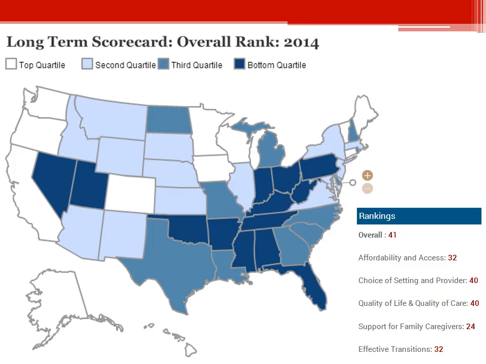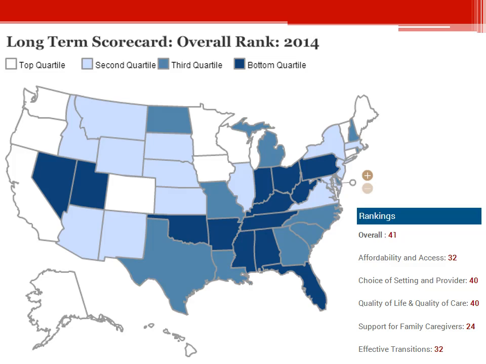When we look at statewide data from the year 2014 that gives a scorecard of the long-term care capabilities in a particular state, we find that Nevada does not do very well. It's in the bottom quartile, ranked overall 41st among the 50 states and the District of Columbia.